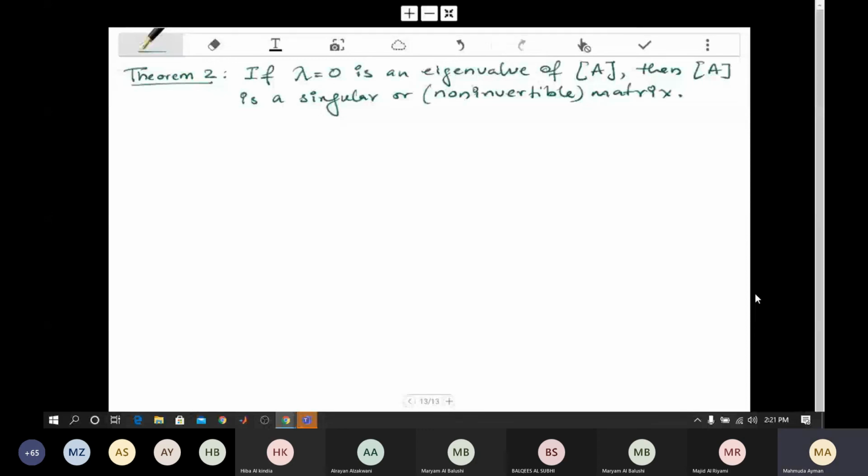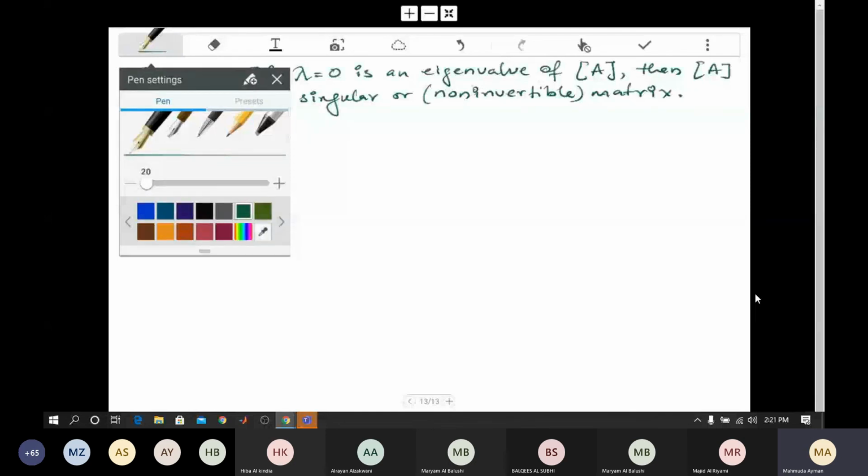I don't want to show an example on this because I hope you all understood it. What I'm trying to tell you is that if there is a matrix A and it does not have an inverse, which means it is singular, which means the determinant of this matrix is equal to 0, then one of its eigenvalues is equal to 0. Or the other way around, if one of its eigenvalues is equal to 0, then it is a matrix that does not have an inverse. Now, let's look at another theorem.